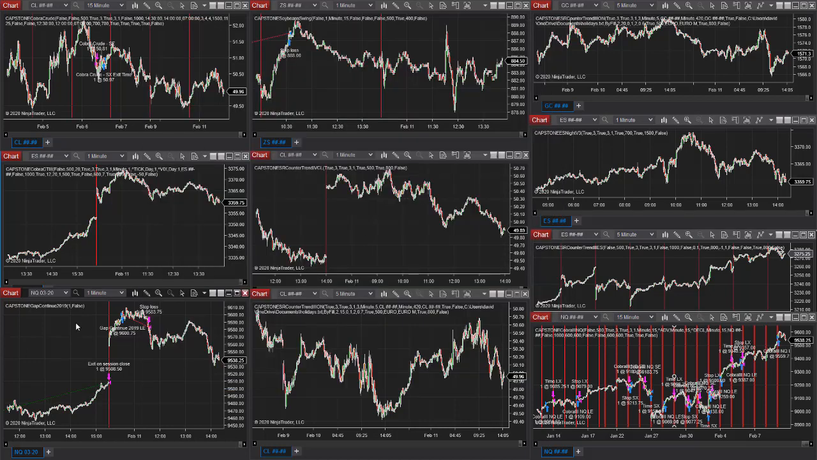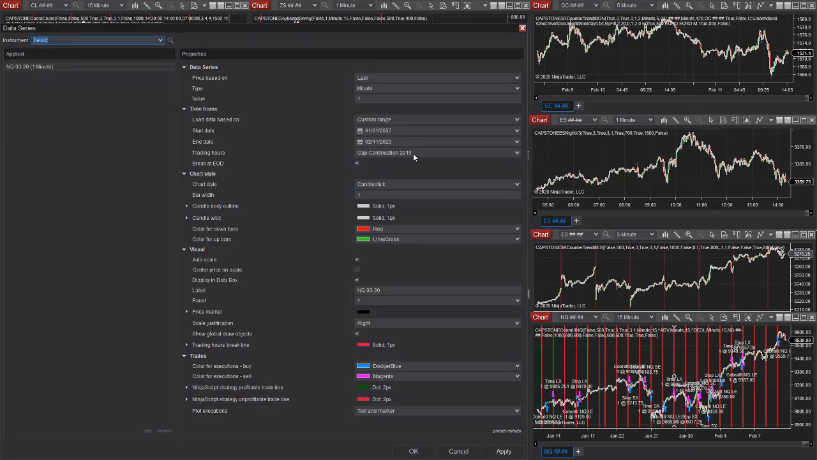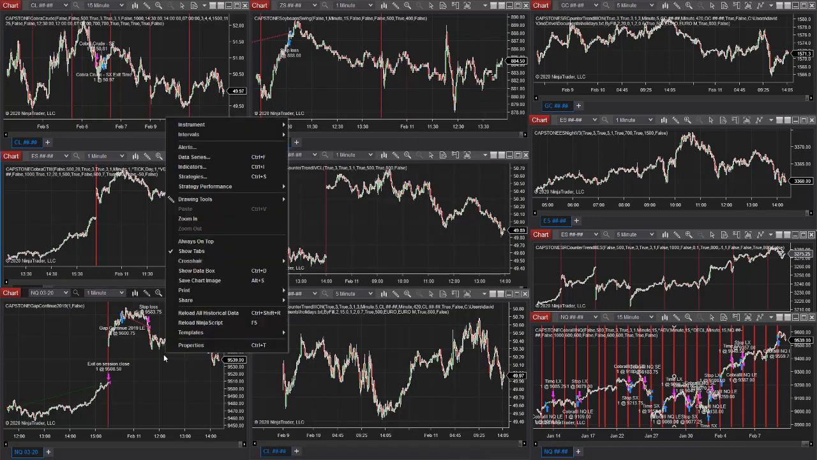So now we're going to look at the data settings because this uses a custom session. Right click data series, and you see gap continuation 2019. You have to create that. We send a screenshot and instructions on how to do that as well. So we tested this back to 2007. Those were the results. Once again, data series and time frame is all you need to worry about on this one. Let's look at the strategy inputs.